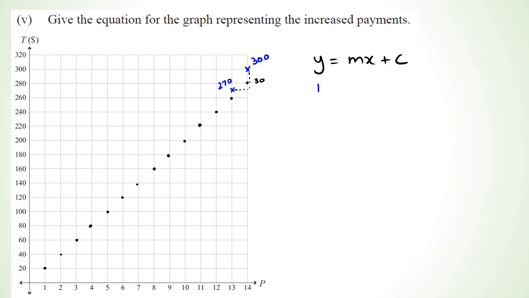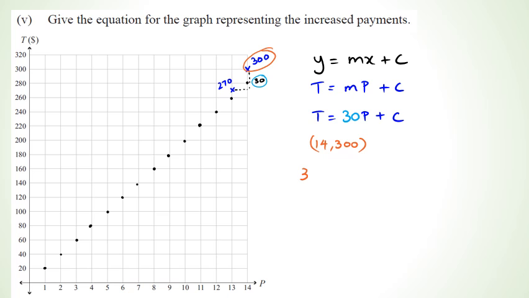So our equation is we've got t equals m times p plus c. Now the gradient is 30. That's this number here because that's how much she's increased her payments by. So we can write that as 30p plus c. Now we've got to figure out what this c value is. So the best way to do that is use one of these values to substitute. So when she's after 14 weeks, she's paying $300. So that's what I'm going to use.